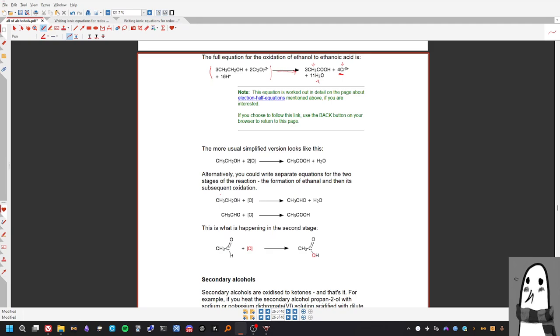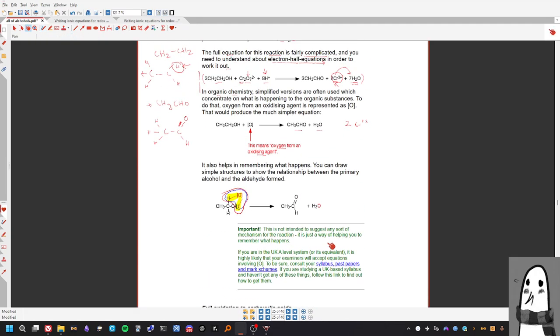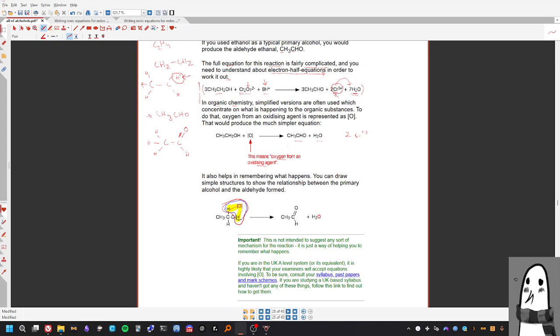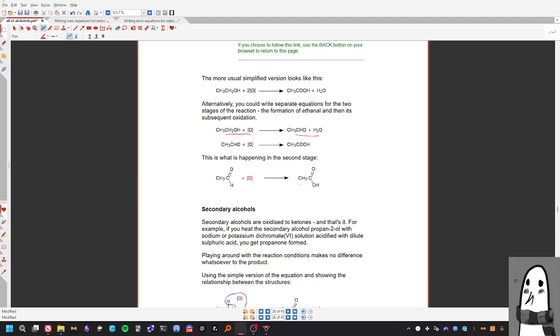Now, again, you want a simpler way. You want a simpler version because the oxidizing agent actually looks quite complicated. So let's make the oxidizing agent look simpler using that. Alternatively, you can write separate equations for the stages of the reaction, as in writing it as the partial and then the full. So first we write the normal equation like this. Should we write the CHO? Yes, we did. So that's your first step. After that step, your CHO plus your O gives you your carboxylic acid.